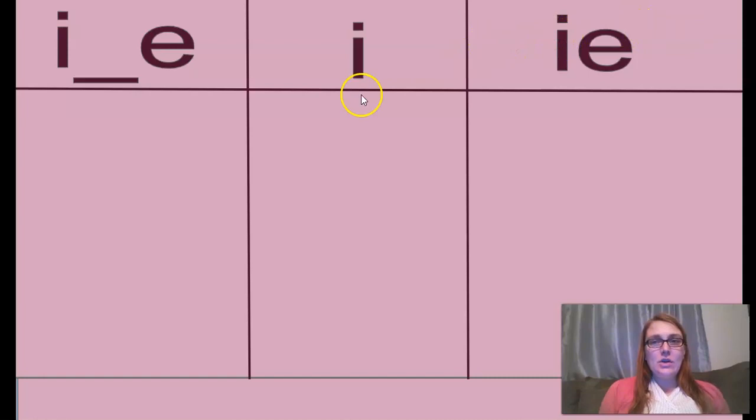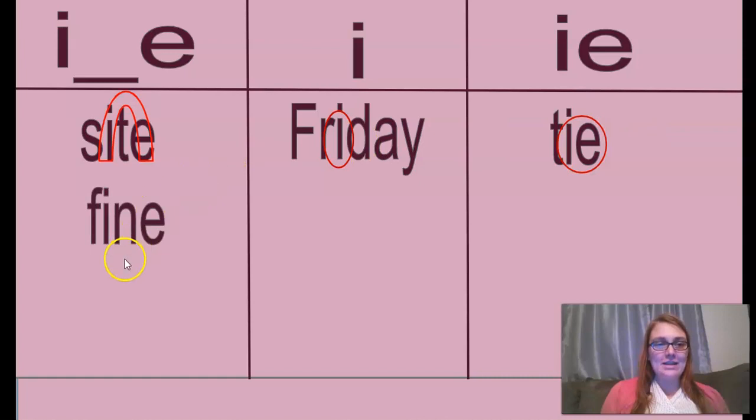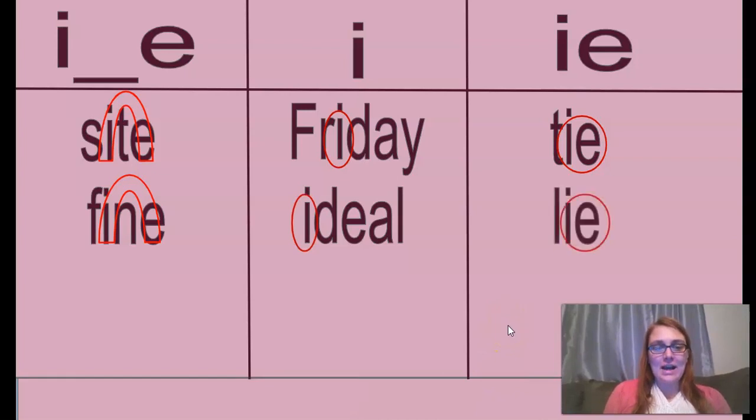Okay, so there are 3 sound spellings we're going to talk about: I space E, the single I, and the IE. So words like sight, Friday: sight is an I space E, Friday is an I, tie is an IE, fine is an I space E, ideal is an I, and lie is IE.